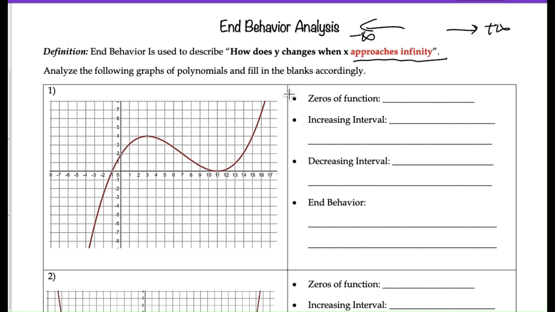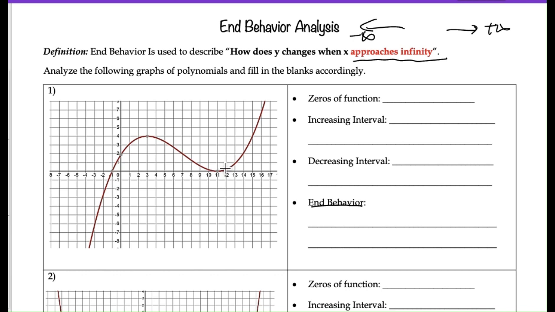So let's check the first example here and see what we can do based on the graph to analyze the end behavior. My plan for this video is also to quickly review the ideas we mentioned before regarding zeros of a function and increasing or decreasing intervals. However, to make it clearer, we are going to analyze the end behavior first, and then we're going to move on to the review part, okay?